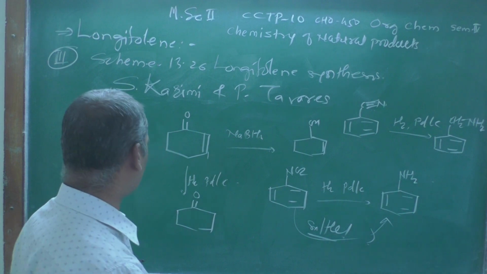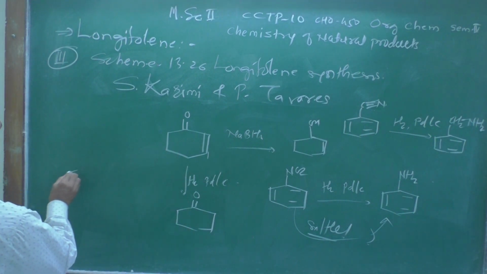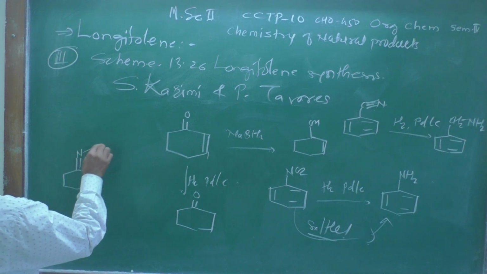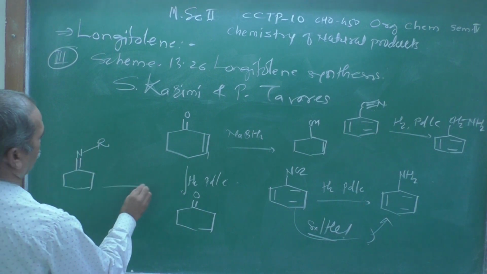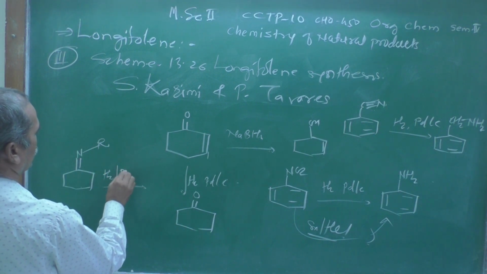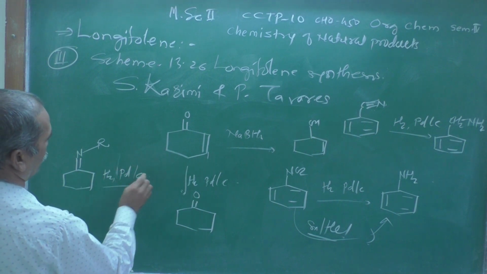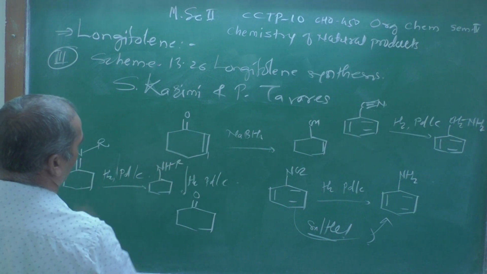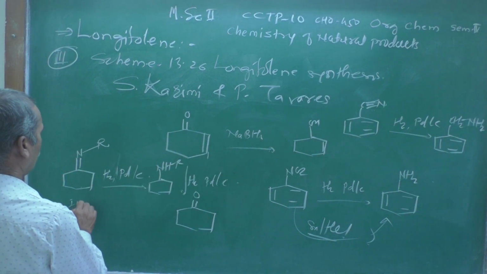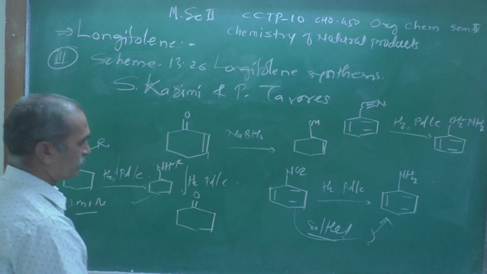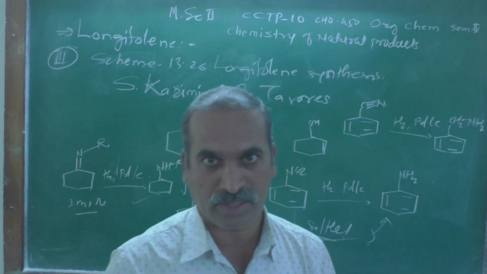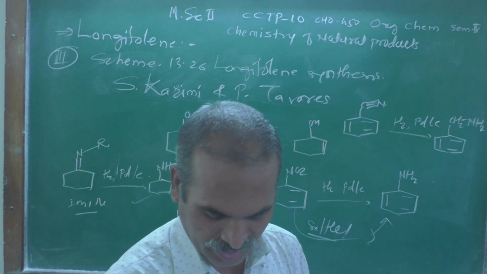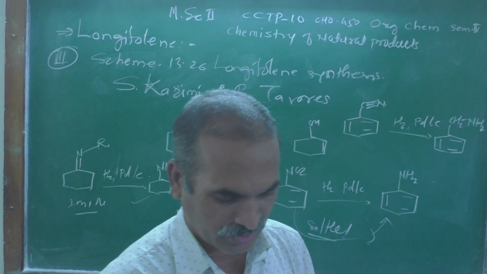Or suppose you have an imine type of compound. Let me draw here a double bond, then N, here maybe R. If you use H2 in presence of palladium charcoal, what do you get? You are going to get NH, then R. This imine type of compound gets converted into an amine, a secondary amine. So these are some additional information regarding the reagent which we are using here.